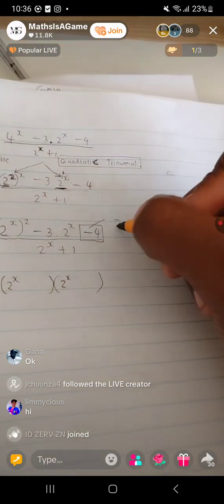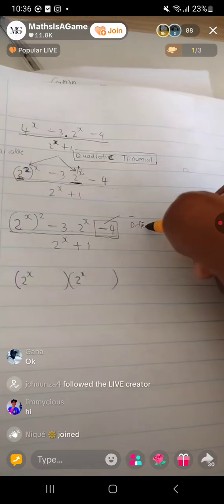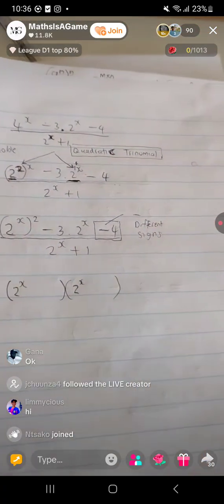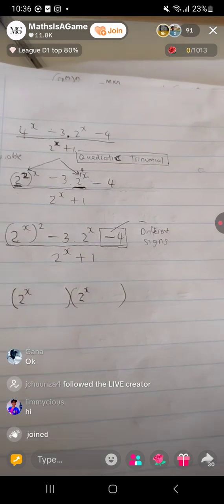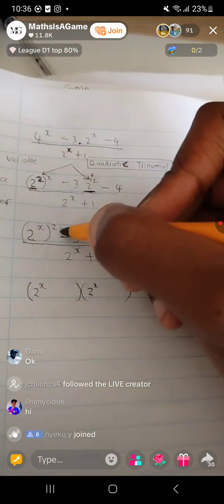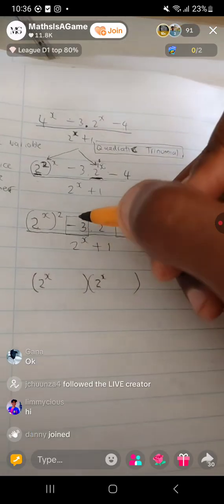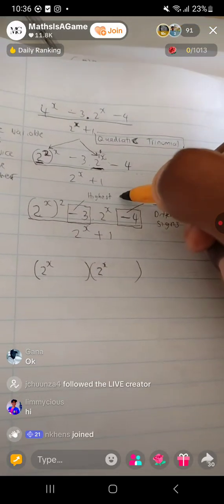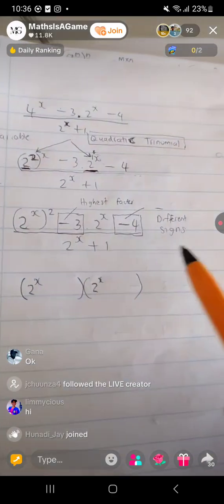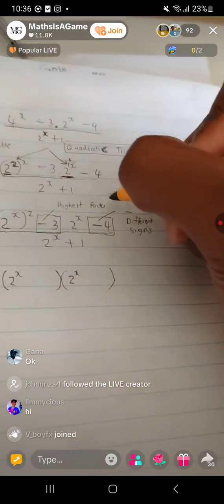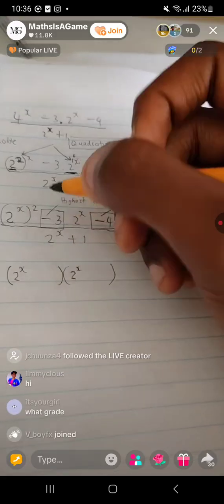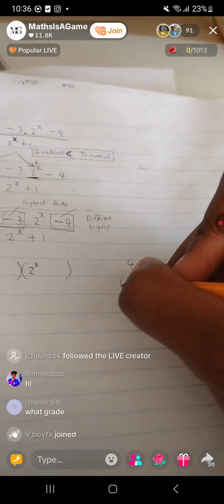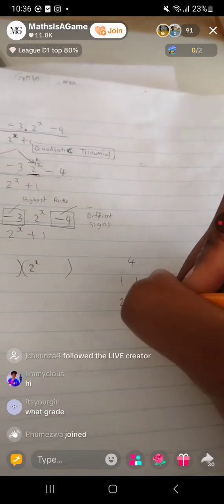This negative means I'm going to have different signs in my bracket. All right. The highest factor in my bracket is going to have a negative sign. So I'm going to check the factors of 4. I have 1 and 4. I have 2 and 2.